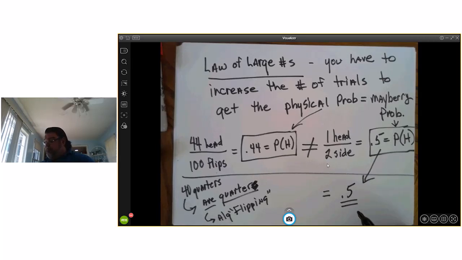How many flips do you think it took for that algorithmically generated quarter to flip to get to the probability of heads being 0.5?